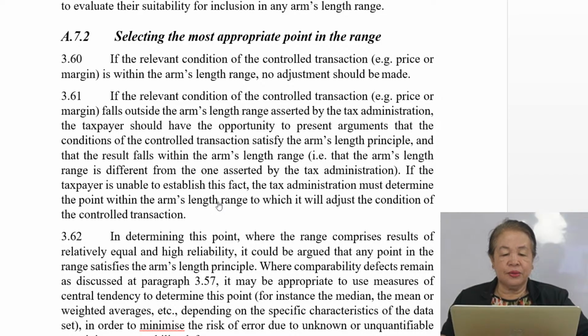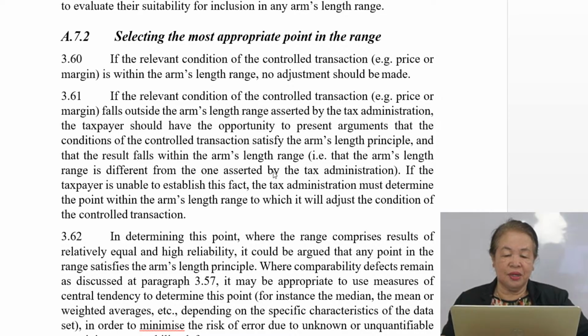If the relevant condition of the controlled transactions, price or margin, falls outside the arm's length range asserted by the tax administration, then the taxpayer should have the opportunity to present arguments, no?